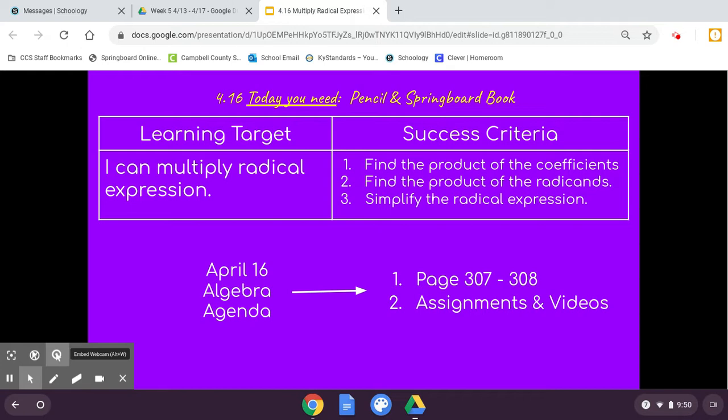It is Thursday. Today we are going to be working on multiplying radical expressions. You've already added and subtracted and just played around a little bit with simplifying them. So today we're going to learn about multiplying. You have your 3 success criterias, our agenda, and your supplies that you need for today.